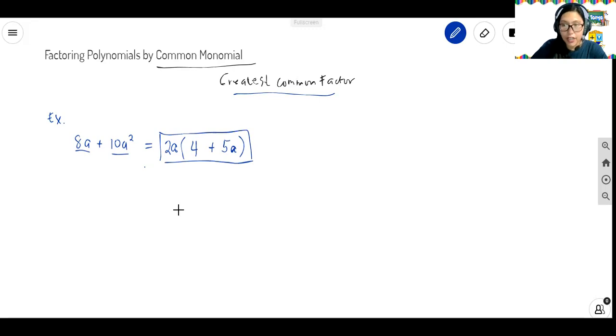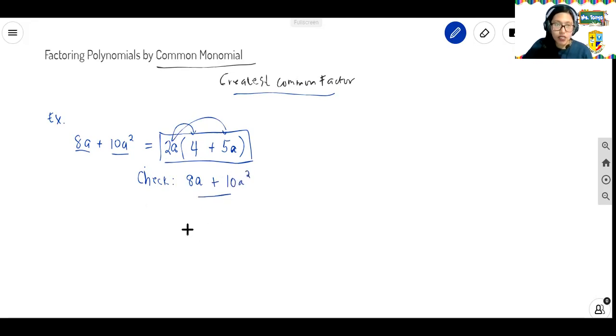Now, if you want to check if your answer is correct, all you need to do is the special products, or distribute the factor on the left to the terms inside the parentheses. So if we check that, we will have 2a times 4, that is 8a, plus 2a times 5a, that gives us 10a squared. As you can see, they are the same. That's why our final answer for 8a plus 10a squared is 2a times (4 plus 5a).